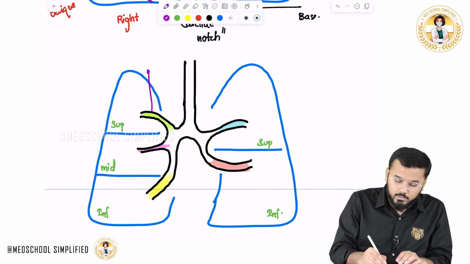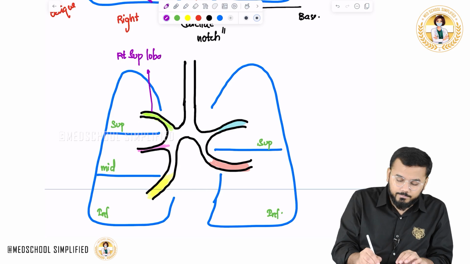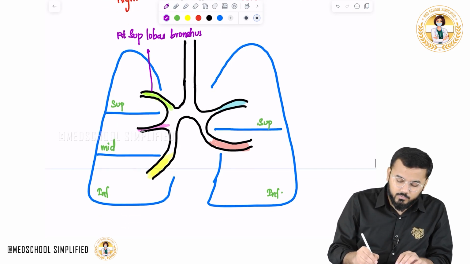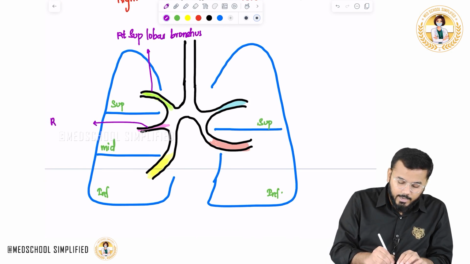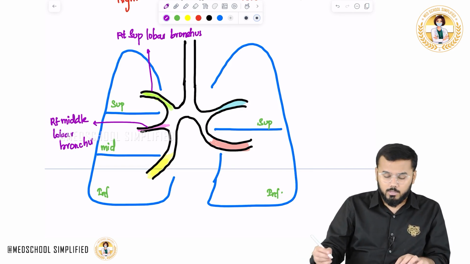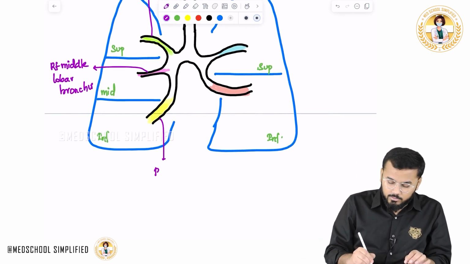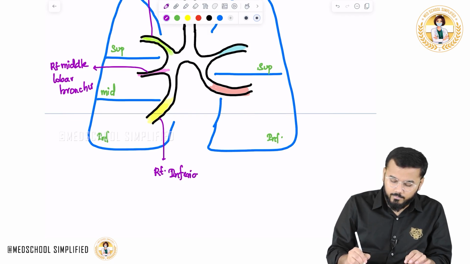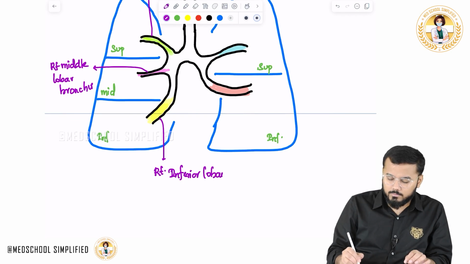This one over here is called the right superior lobar bronchus. This one over here is called the right middle lobar bronchus. In simple terms: right middle lobe bronchus, right superior lobe bronchus, right inferior lobe bronchus. So this is your right inferior lobar bronchus.